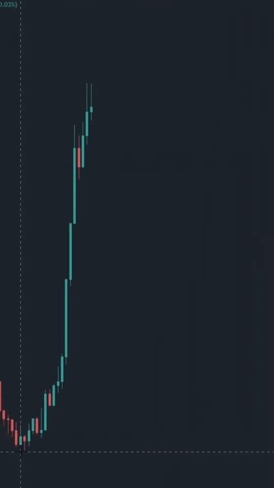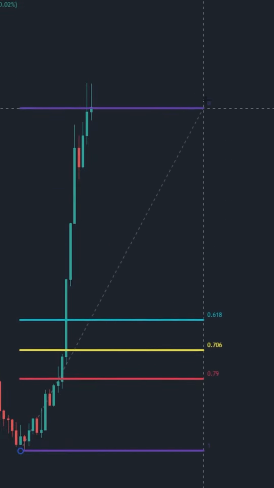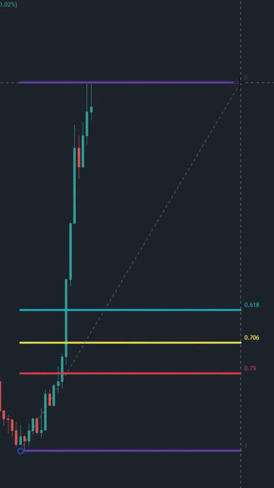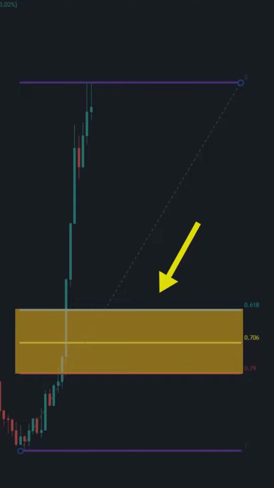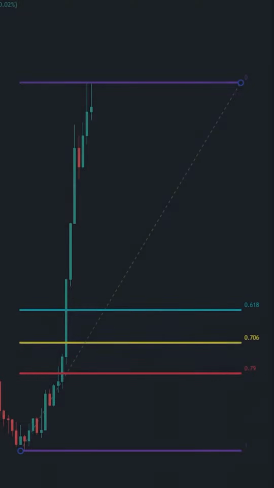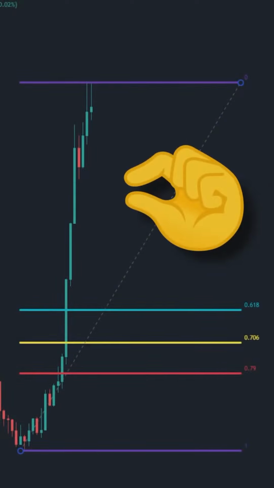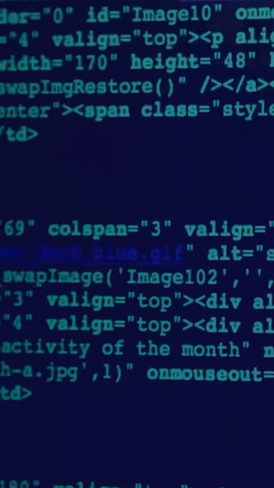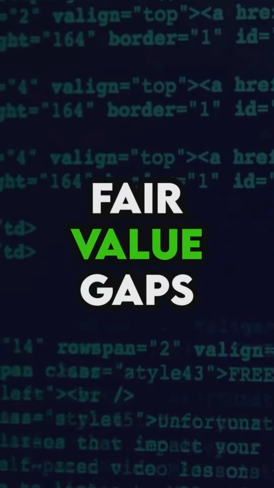But that's not all. We have an extra little trick. First, grab your Fibonacci retracement tool and mark from the swing low to the swing high. This gives us the golden zone where price is most likely to reverse. Well, we want to pair it with an extra bit of confluence with the strategy. What I tested that works great is pairing it with fair value gap.